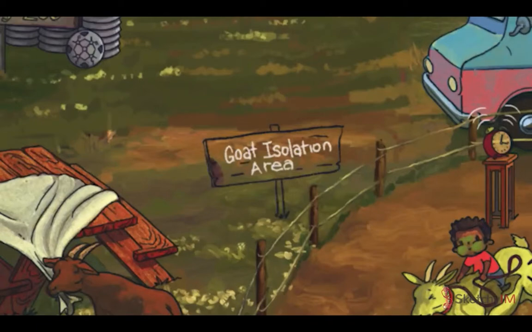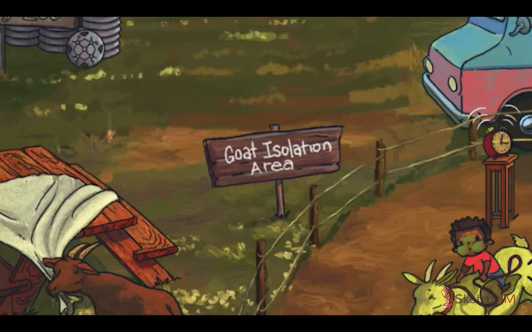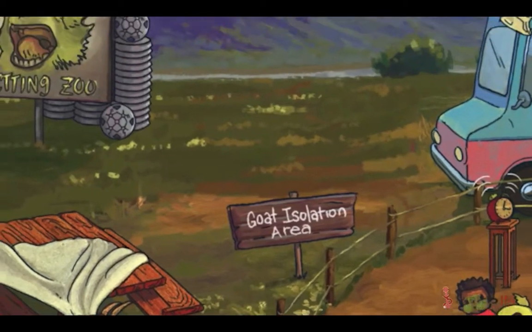All right, it's time for our third and final pattern of abnormal laboratory findings: isolated hyperbilirubinemia. This refers to elevated bilirubin in the setting of normal AST, ALT, ALK-Phos, and GGT. No liver injury or cholestasis here. This pattern can present with either unconjugated or conjugated hyperbilirubinemia. Let me show you what I mean.